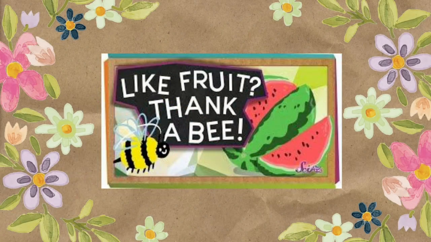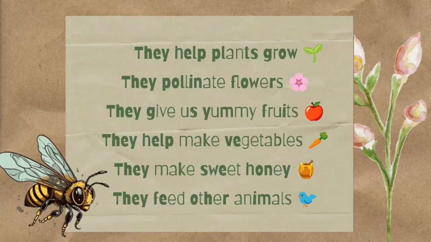So, just like from the video, we learned that bees are a big part of how we get our food. They carry pollen on them and spread it to other plants in order to help them grow. Pollen and bees help plants grow. They help pollinate flowers. They give us yummy fruits. They help make vegetables, and they make sweet honey, and they feed other animals.